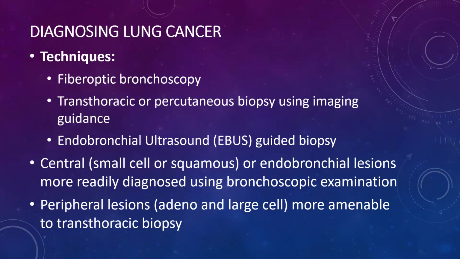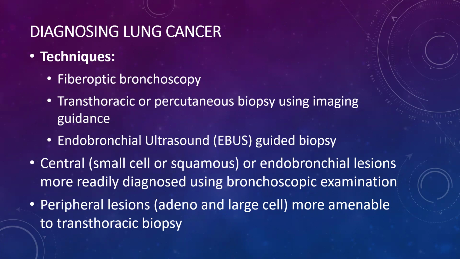So there are different techniques by which we can get a sample for your biopsy. We can do a fiber optic bronchoscopy. We can do a transthoracic or percutaneous biopsy, so this is usually CT-guided biopsy. And we can also do your endobronchial ultrasound or EBUS. So this is a bronchoscopy but has an ultrasound at the tip of the scope, and that allows us to visualize the surrounding structures. So if there's a surrounding mass or lymph node, then a biopsy can be done on the surrounding areas.